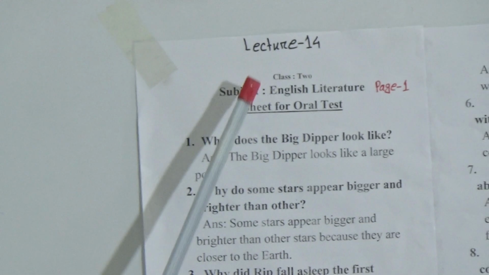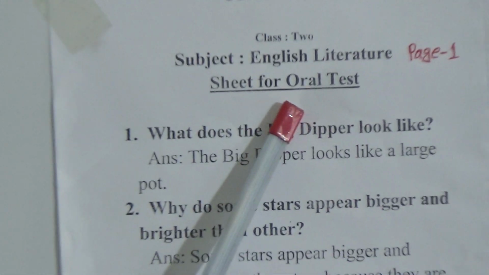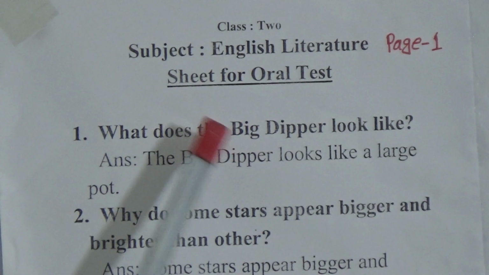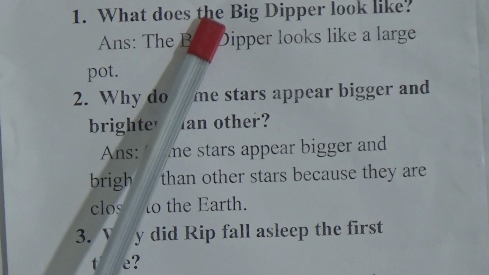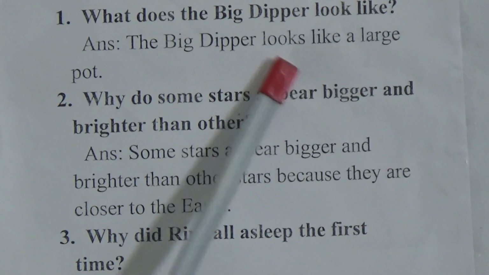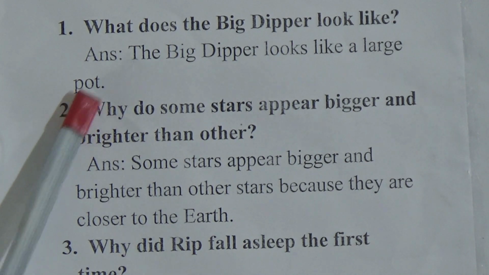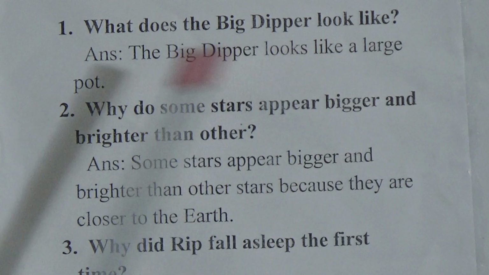So look here, this is our lecture number 14. It is written class 2, then subject English literature, oral sheet for oral test. Already you have got this sheet. Page number 1. Number 1, what does the big diaper look like? Answer, the big diaper looks like a large spot. So we have learned from our buzzword book, the big diaper looks like a large spot.